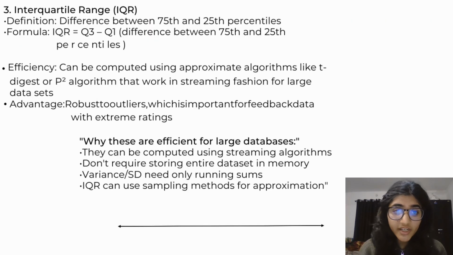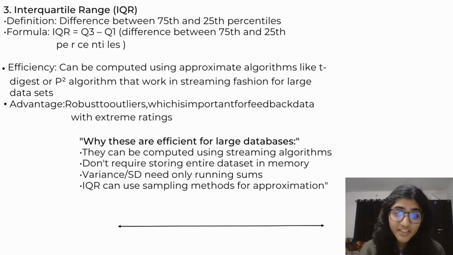Now the third is interquartile range, that is IQR. It is the difference between the 75th and 25th percentiles, calculated as Q3 minus Q1. So the IQR equals Q3 minus Q1, and it can be computed using approximate algorithms like t-digest or the P square algorithm that work in streaming fashion for large data sets. Its advantage is that it is robust to outliers, which is very important for feedback data with extreme ratings.